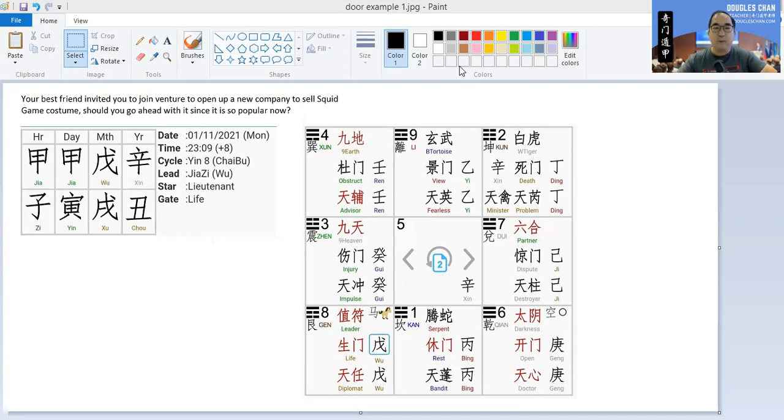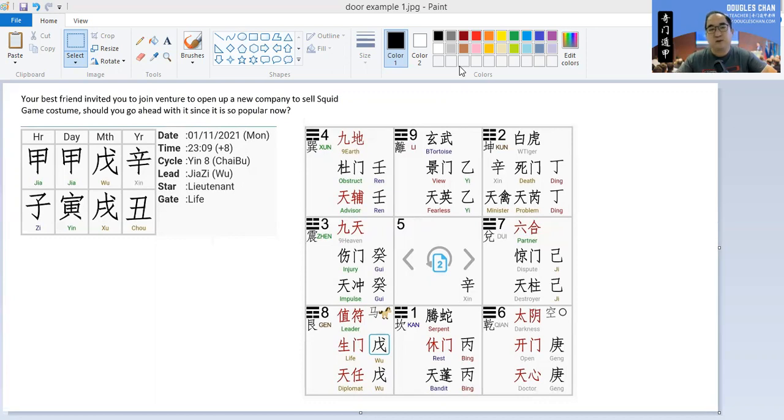Apparently because of this activity that created a lot of buzz, a lot of merchandise is being sold worldwide because of Squid Game. So the situation is this: your friend is asking you to venture into selling Squid Game costumes, as he believes it's going to be very profitable after that particular burst.